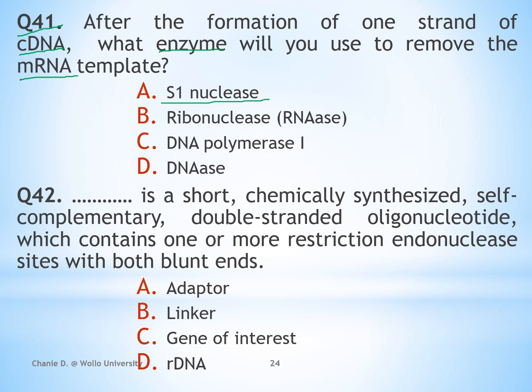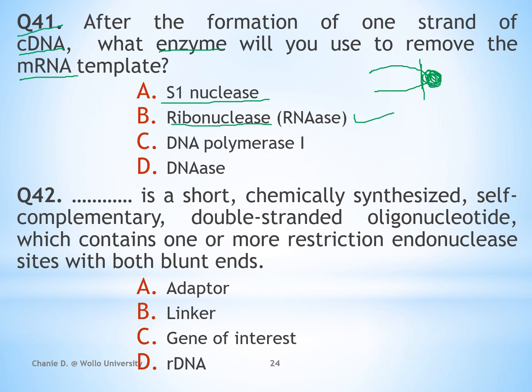So is the enzyme which is responsible to remove messenger RNA S1 nuclease? No, S1 nuclease is the enzyme which is used to cut the loop while we synthesize the second strand of cDNA. It cuts at this point. B, ribonuclease or RNase. This enzyme is an RNA-based enzyme which is used to degrade the RNA. It may be the answer for the question.